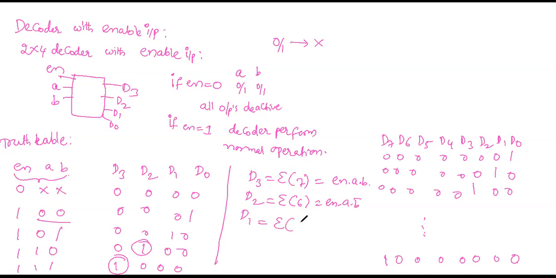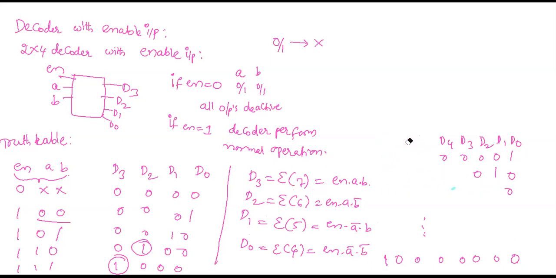D1, sigma 5. Enable is 1, A is 0, B is 1. D0, 4. Enable is 1, A is 0, B is 0. Now draw the logic diagram. You know how to draw the logic diagram for the given expression. So these are the 3 input AND gates. With 3 input AND gates, you can draw the diagram.